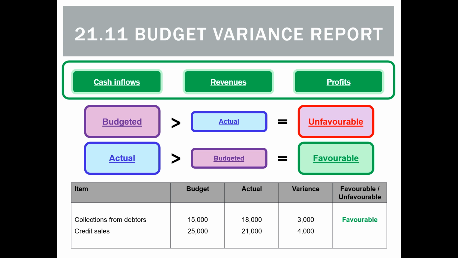Credit sales, we budgeted to have credit sales of $25,000. We actually only had credit sales of $21,000. It's a variance of 4,000. We're going to say that's an unfavorable result, and the reason why is the budgeted figure was more than we'd actually achieved. Net profit was higher than we planned, so we call that a favorable result.